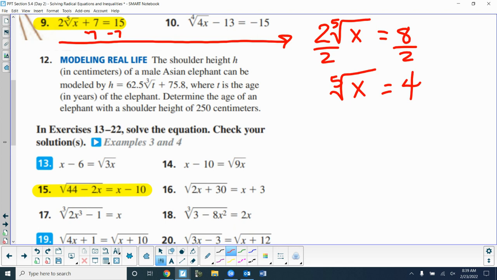So when you're isolating the radical, get rid of addition or subtraction first, and then multiplication division, just like you always do when you're solving for x, okay? Now, how to get rid of that 5th root? Take it to the 5th power, right? So the 5th root of x to the 5th is x, right? And then that's a big number. What is 4 to the 5th?